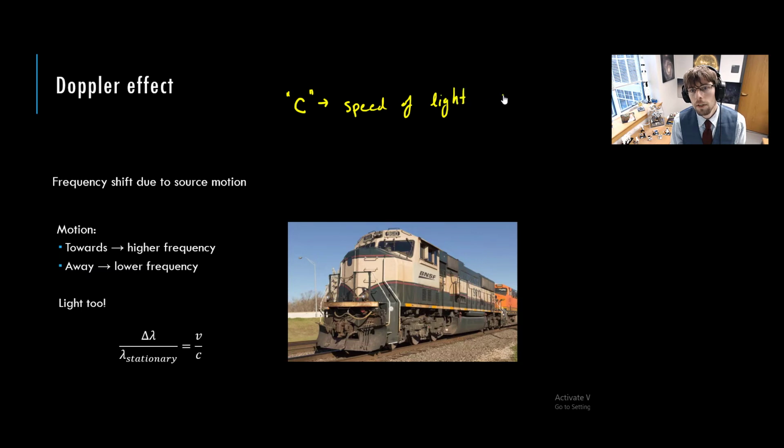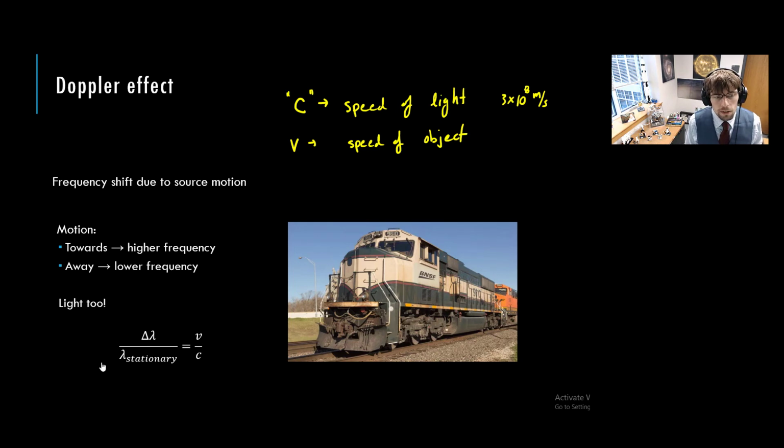A mere 3 times 10 to the 8th meters per second. No problem. The next one is V. V is the speed of whatever object you're measuring, the speed of the object. For the purposes of this class, we will assume that we, as the observer, are stationary.